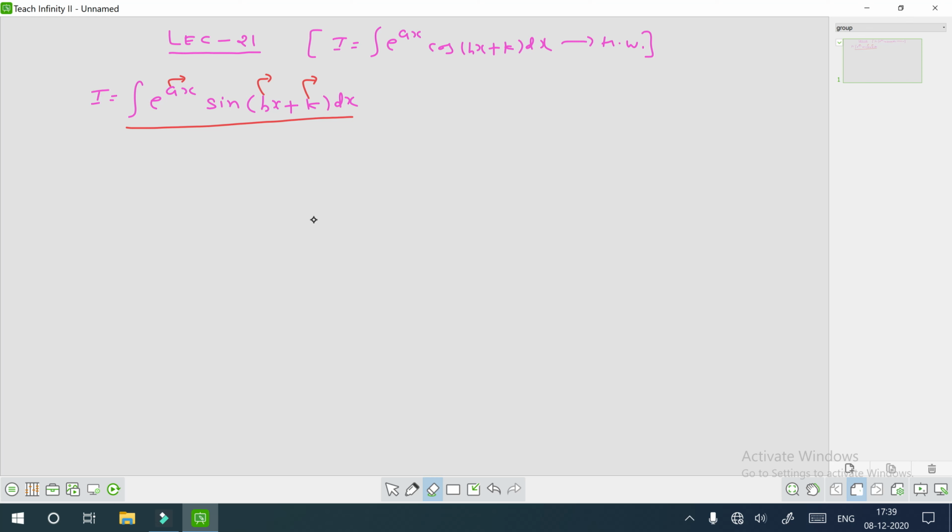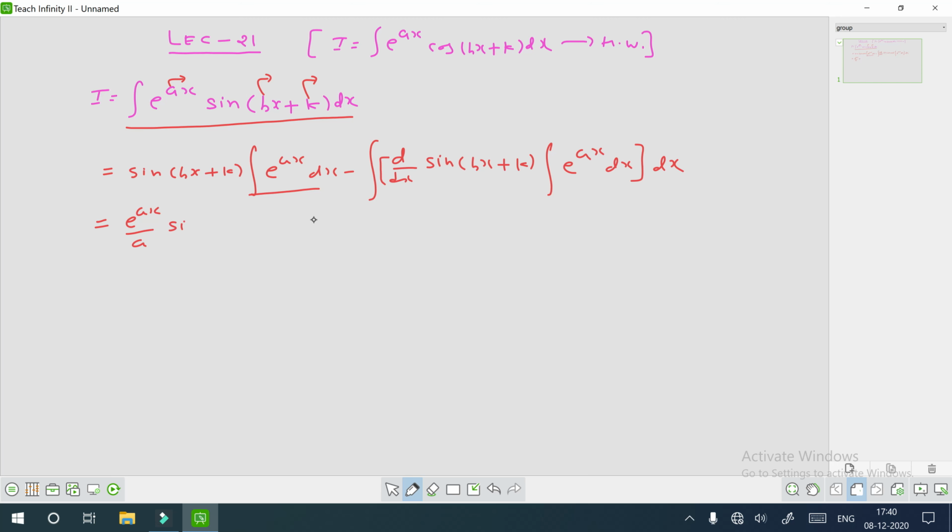Follow that pattern. So sine bx plus k as it is, integral of e raised to ax dx, minus d by dx of sine bx plus k, integral of e raised to ax dx, as it is into dx, by the rule of integration by parts. That is equal to: integration of e raised to ax is e raised to ax upon a, sine bx plus k, minus what is the derivative of sine bx plus k, so cos bx plus k into derivative of bx plus k.